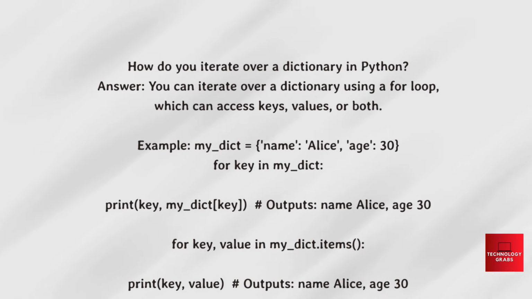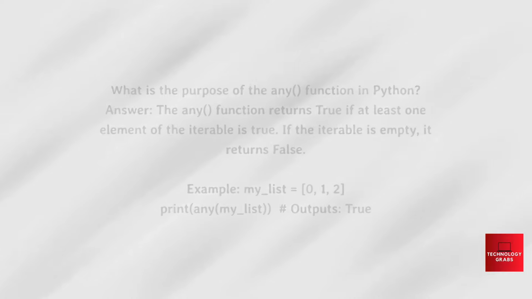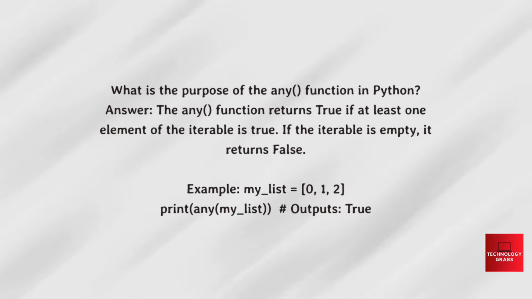How do you iterate over a dictionary in Python? Answer: you can iterate over a dictionary using a for loop, which can access keys, values, or both. Example: my_dict = {'name': 'Alice', 'age': 30}; for key in my_dict: print(key, my_dict[key]) outputs name Alice, age 30. For key, value in my_dict.items(): print(key, value) outputs name Alice, age 30.